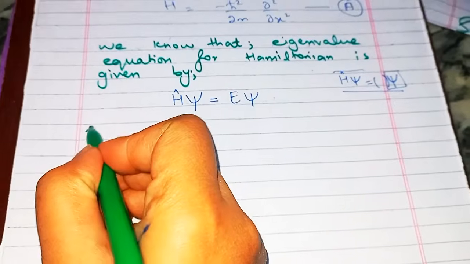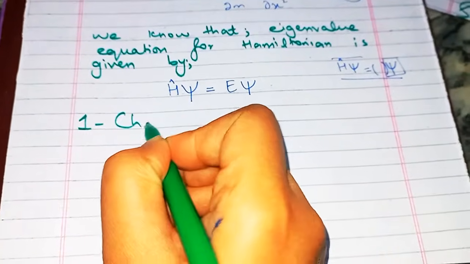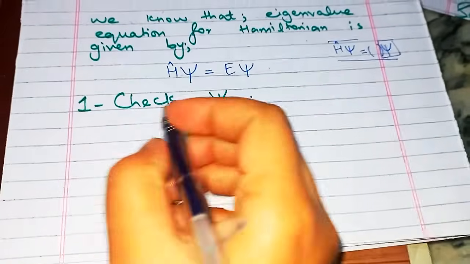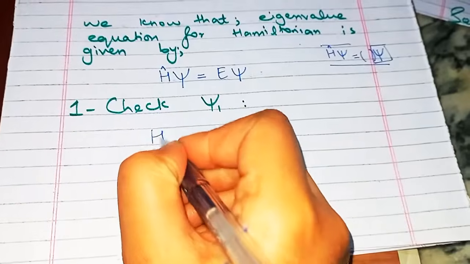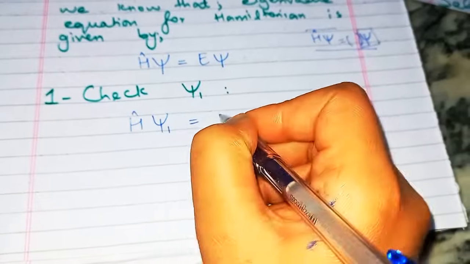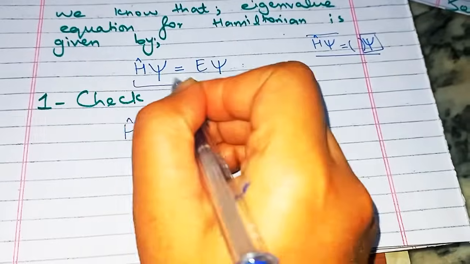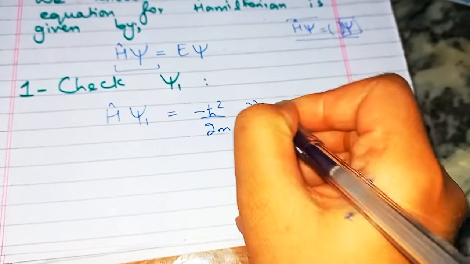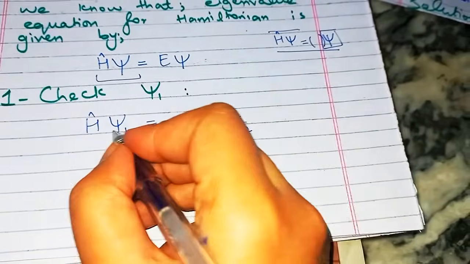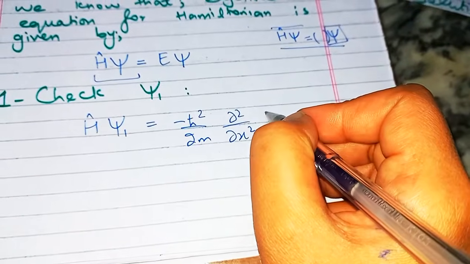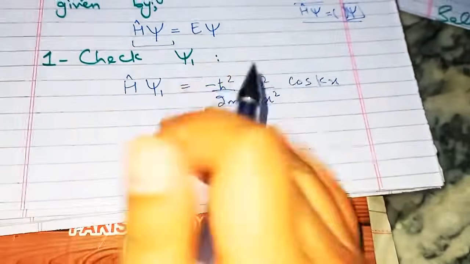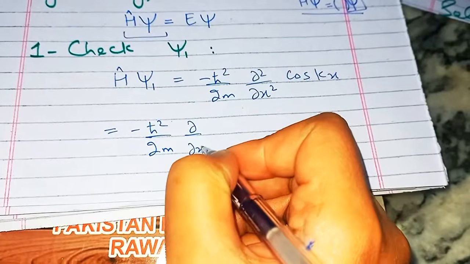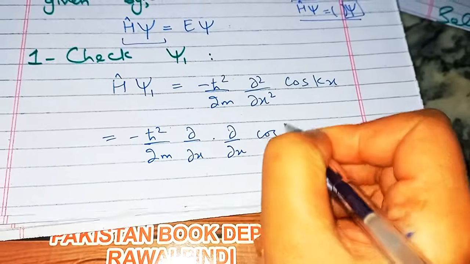So we'll test first for psi1. Okay, we'll test whether it's the eigenfunction or not. We'll put the value here on the left hand side only because that is something we know. This is Hamiltonian for free particle, then it will be applied on psi1 and psi1 is actually cos kx. Let's solve it. We have minus h squared by 2m and its double derivative, which means partial by partial x dot partial by partial x on cos kx.